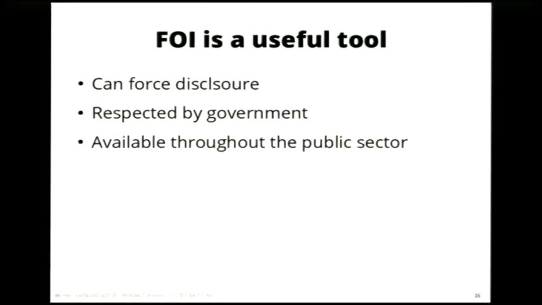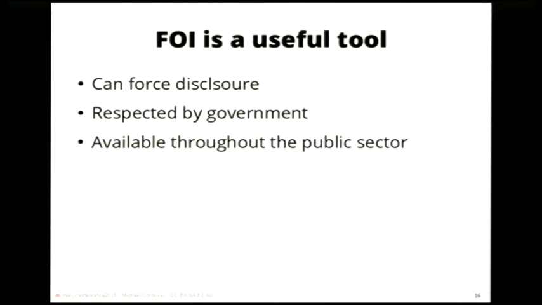So freedom of information is a really useful tool, I think, in extracting information from government because it has the force of law. You can actually, if you win the case, force them to disclose any information, any document that includes source code. In theory, it includes every revision of source code that's stored in a source control system. It's really well respected by government. They take it seriously when you put in an FOI request, even though there aren't very many sanctions that can be applied to them. And it's available throughout the public sector.